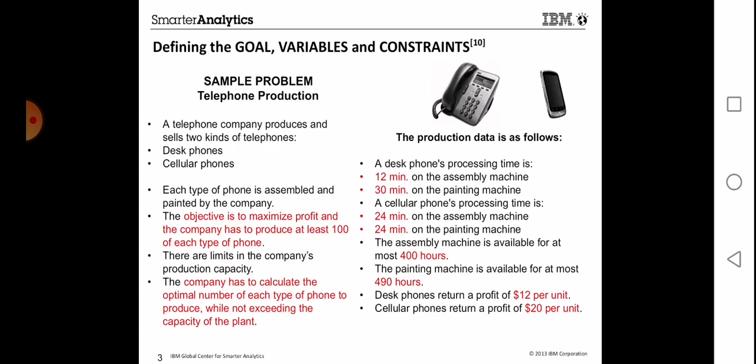Okay. Defining the goal, variables, and constraints. So we have an example sample problem here. A telephone production. So a telephone company produces and sells two kinds of telephones. We have the desk phone and the cellular phones.